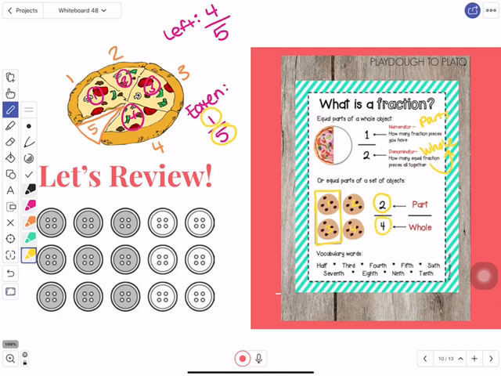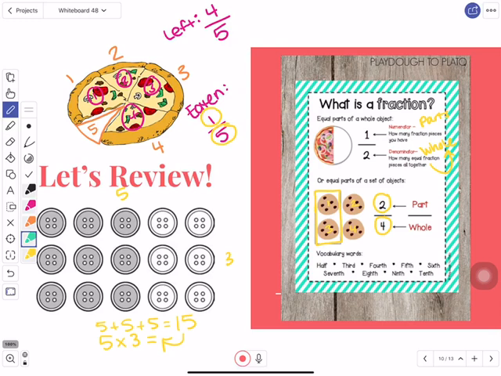So 2 cookies out of the whole group of cookies, which is 4. If we look at this set of buttons, I see an array here. I see a 5 by 3 array. I know that 5 times 3 is the same thing as 5 plus 5 plus 5, which is 15. So we have 15 total buttons.